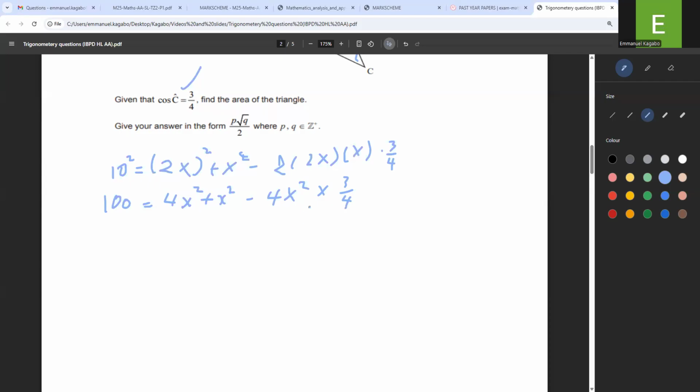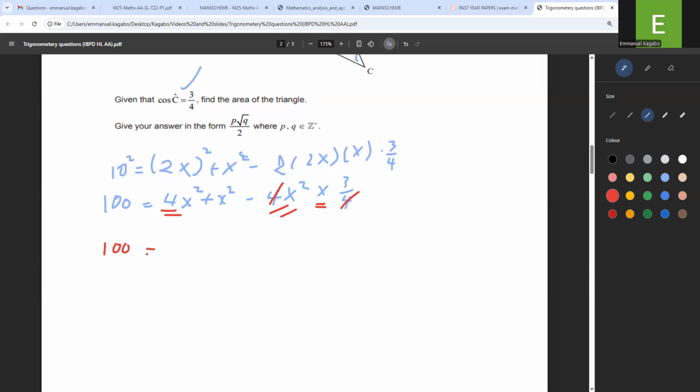Now, some people make a mistake. They cancel this and this. No way. There is a times in between here, so you cannot. You have to do BODMAS first. So this one simplifies with that. So what do I remain with? I remain with 100.